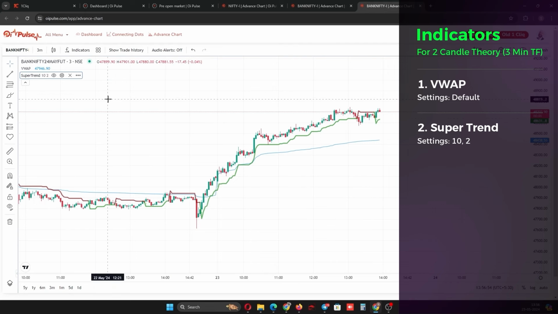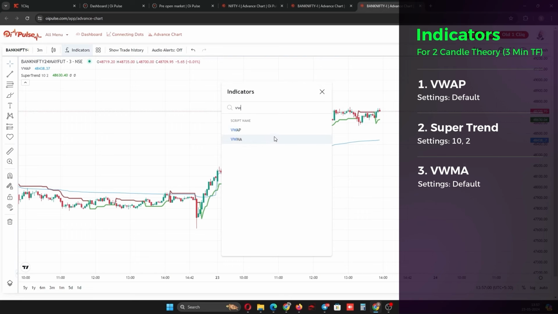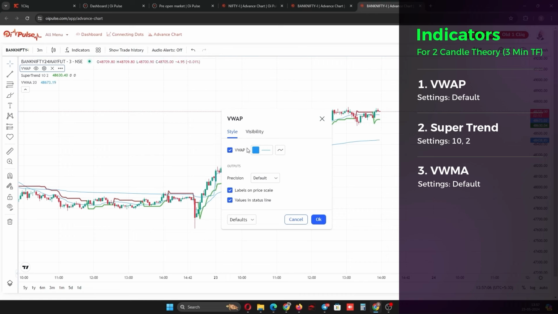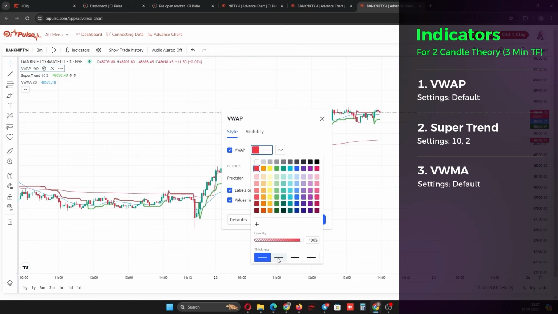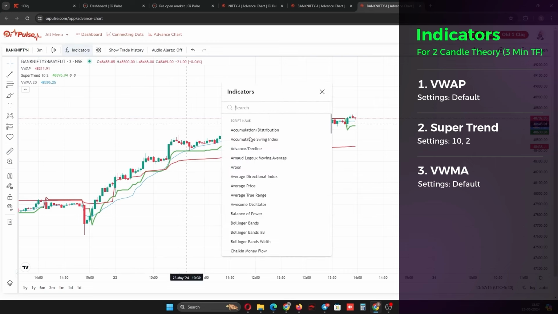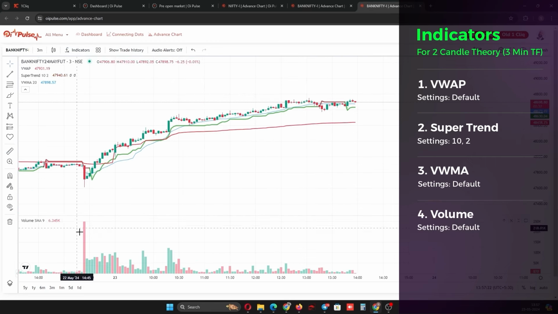Okay guys, the next indicator we will be using is VWMA. So this is the VWMA. We will change the VWMA color to red for easier identification. And the next indicator we will be using is volume. So we have added the volume here.